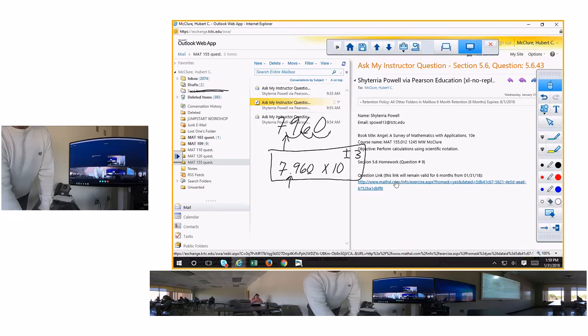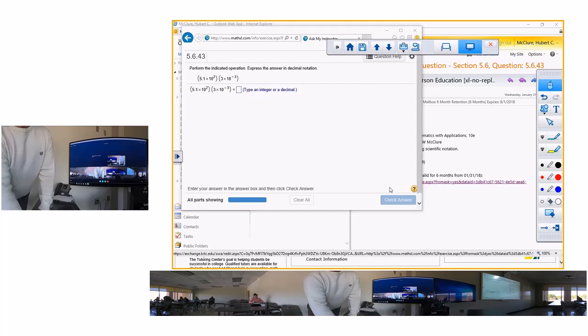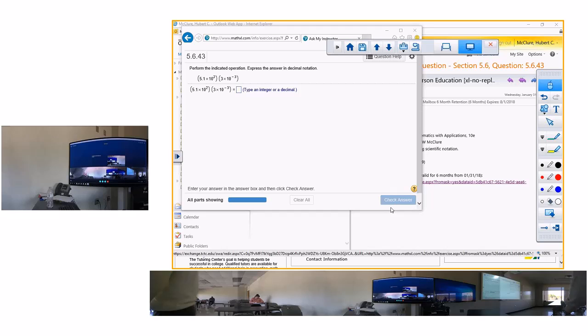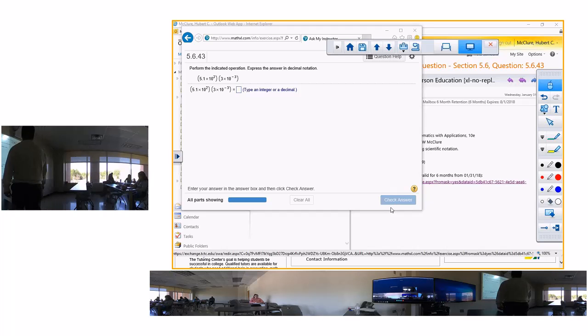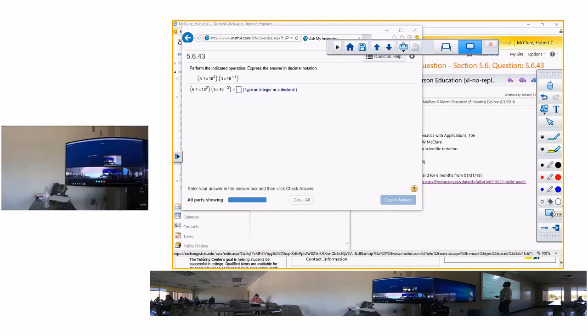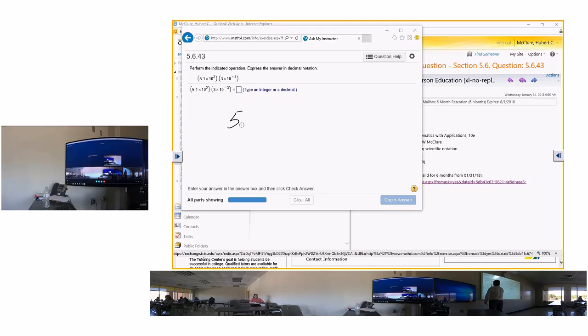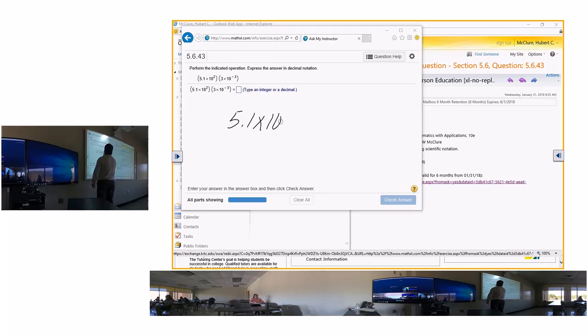(5.643/9). Number 9. There we go. There's the one that we were doing. I'm going to write it on the board for you so you can see it. 5.1 times 10 to the second times 3 times 10 to the negative third.